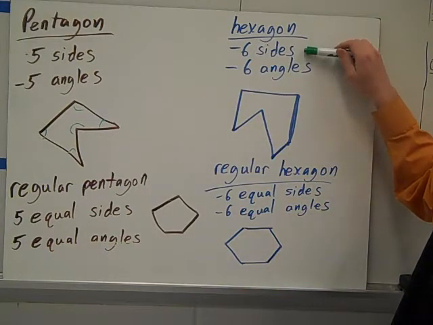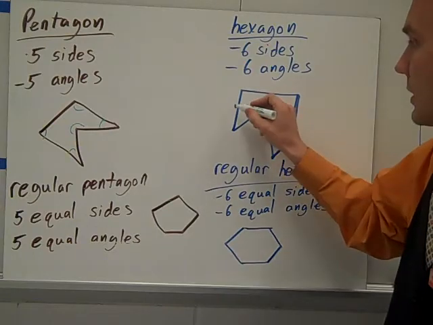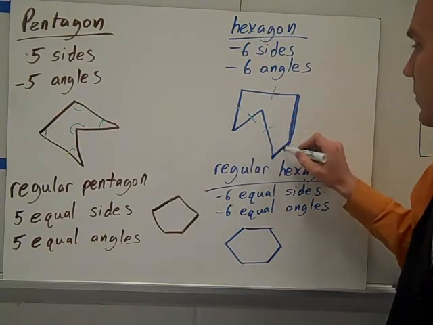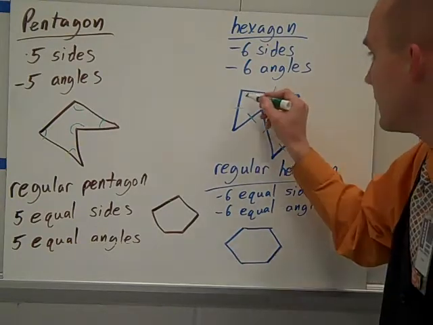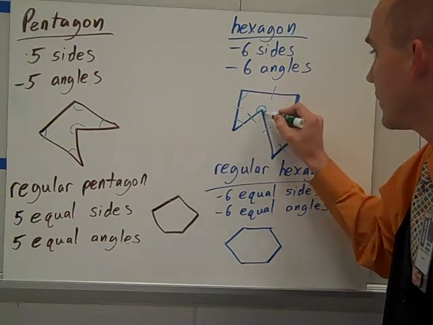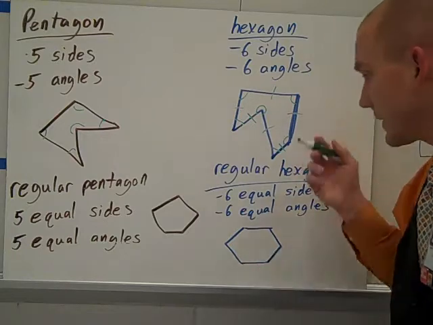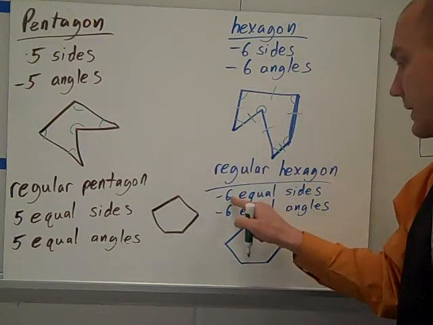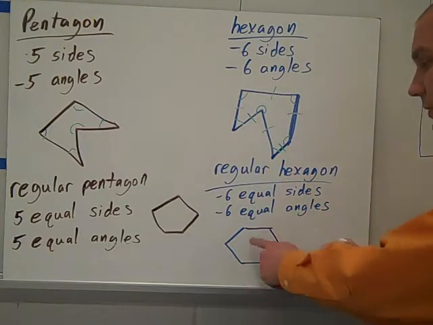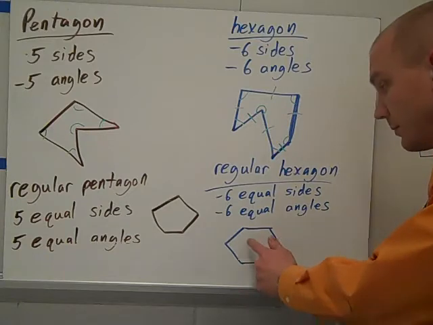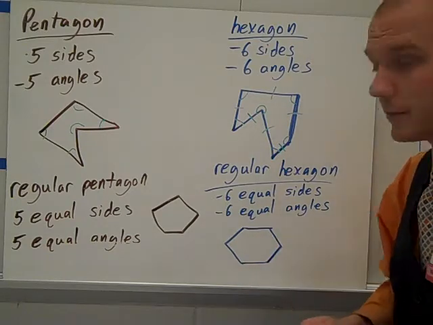Hexagon is 6 sides and 6 angles. Again, you have 1, 2, 3, 4, 5, 6 sides, and 1, 2, 3, 4, 5, 6 angles, so it's a hexagon. A regular hexagon has 6 equal sides and 6 equal angles. This isn't perfectly drawn, but this is generally what it would look like.